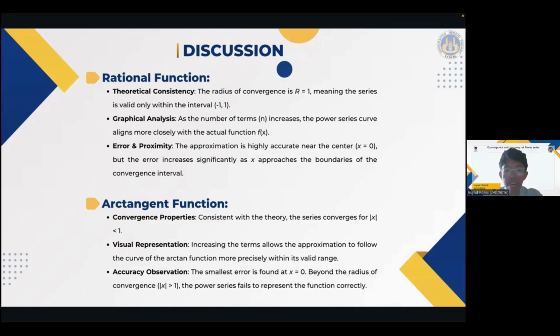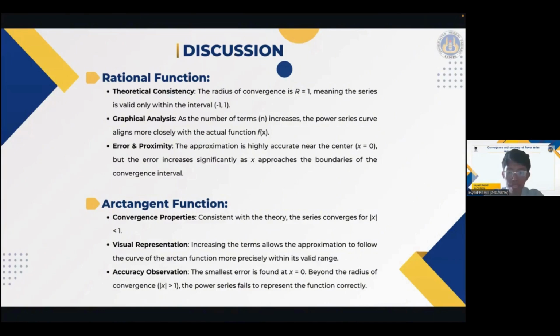However, we observe a critical point regarding error and proximity. The approximation is highly accurate when the evaluation point is near the center, which is x equals 0. But as we move further away or approach the boundaries of the interval, the error increases significantly and the approximation becomes less reliable. Moving on to the arctangent function.